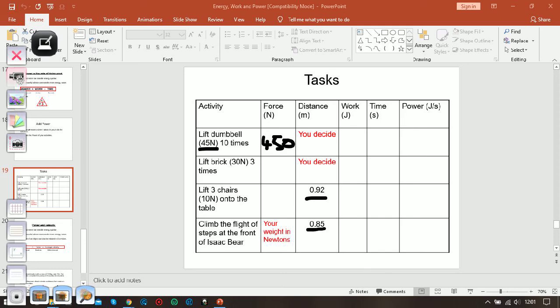So again, let me do this first one. Let's say I lift this to my chest height, which is probably about, I don't know, 1.5 meters. So I do 1.5 times 10, which would be 15 meters. So altogether, I've lifted it 15 meters. Okay, now you could do it individually. If we remember our work done equation, which is what we're going to calculate in this column here, it is force times distance.